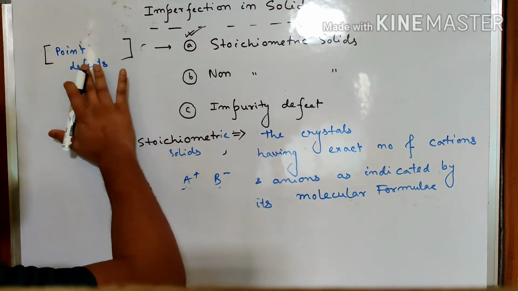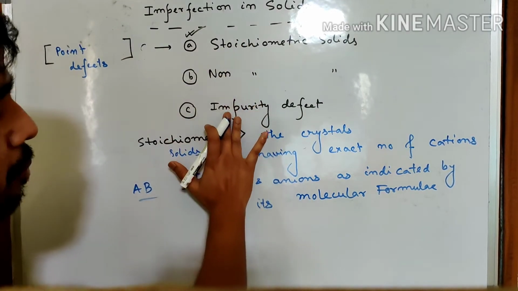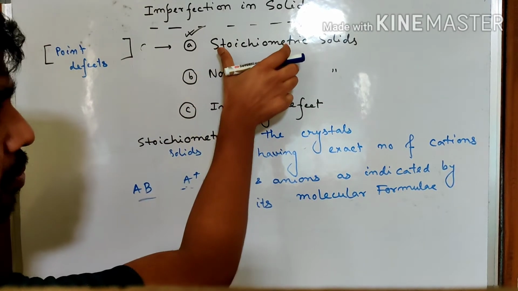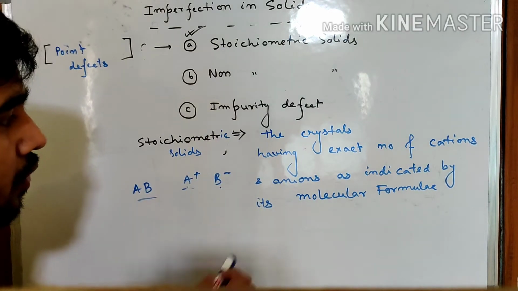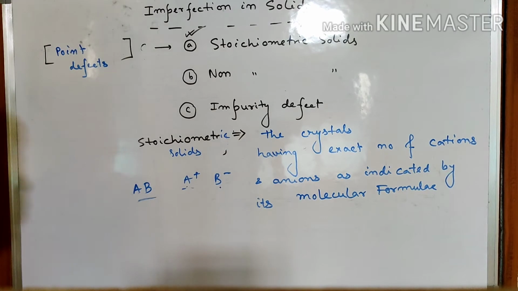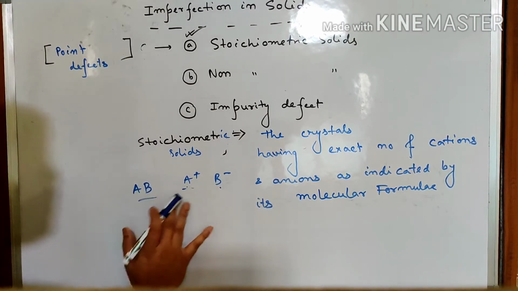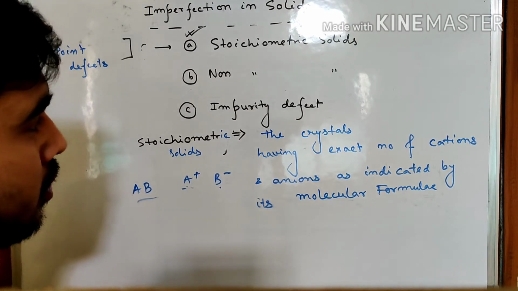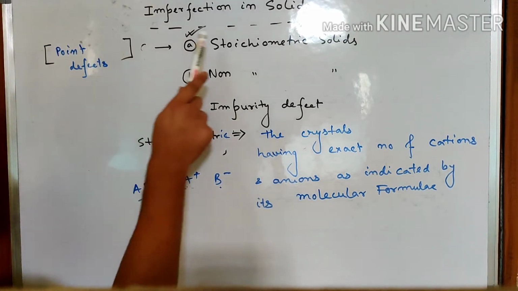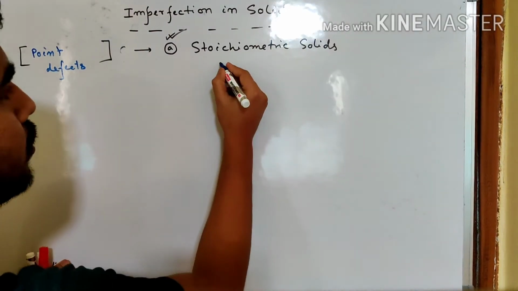I have mentioned that point defects are of three types: stoichiometric, non-stoichiometric and impurity, among which I have first mentioned what stoichiometry is, where the same number of cations and anions will be present as per their molecular formula. If it was AB2, that means for one cation there will be two anions accordingly. So let us talk about the point defects in stoichiometric solids. Point defects in stoichiometric solids are further bifurcated into two types.